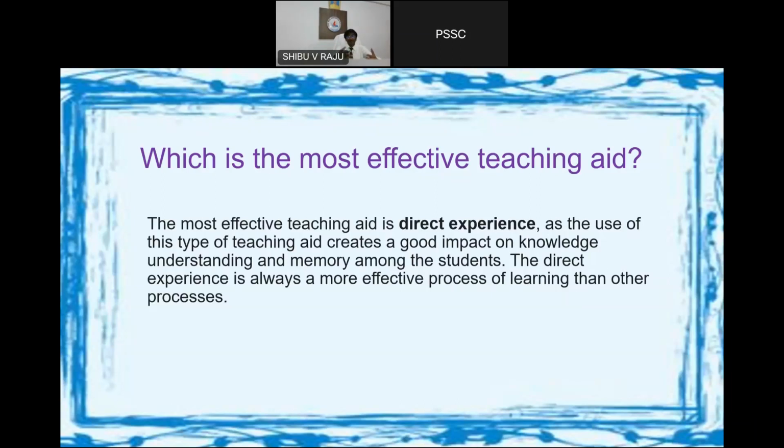So real experiments and direct experiences can lead the students to enrich their knowledge. Real experiences can enrich the students to get better knowledge.